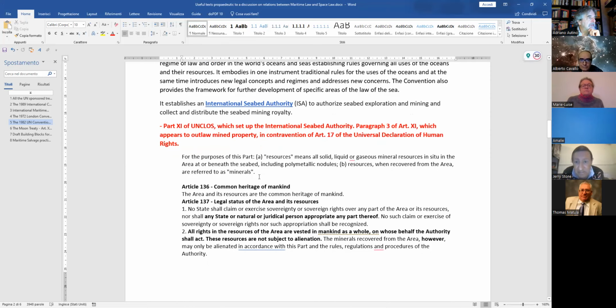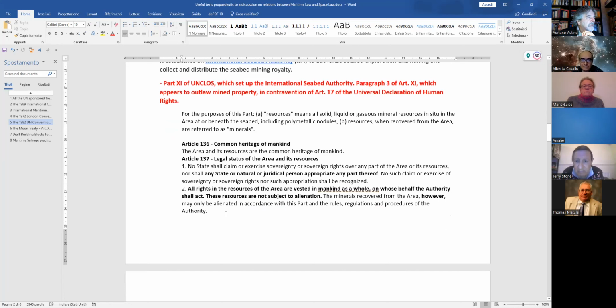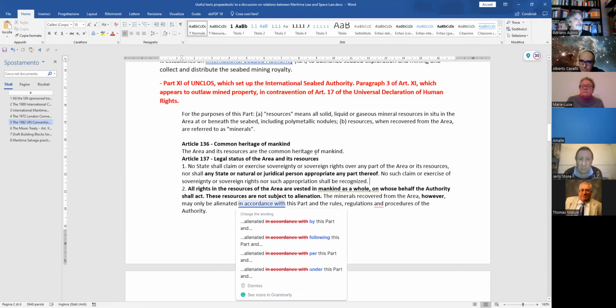And yeah, it says that the resources in the area are common heritage of mankind, and no state shall claim or exercise sovereignty or sovereign rights over any part of the area or its resources, nor shall any state or natural or juridical person appropriate any part thereof. No such claim or exercise of sovereignty or sovereign rights, nor such appropriation shall be recognized. All rights in the resources of the area are vested in mankind as a whole, on whose behalf the authority shall act. These resources are not subject to alienation. The minerals recovered from the area, however, may only be alienated in accordance with this part and the rules, regulations, and procedures of the authority. So basically, it says that nobody can touch that, but if you get an agreement with the authority, then we can talk about that.